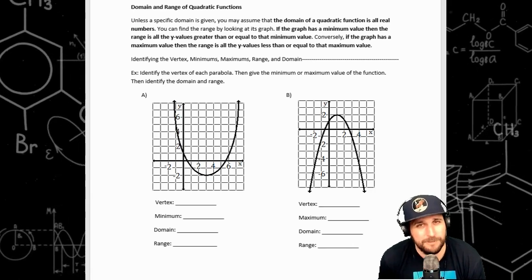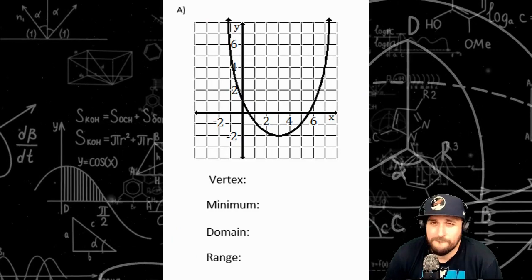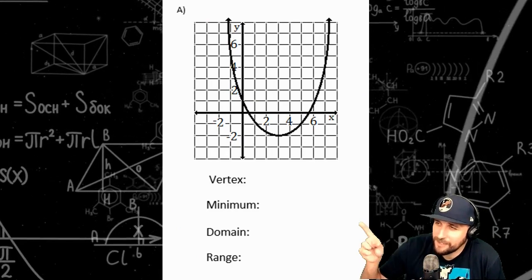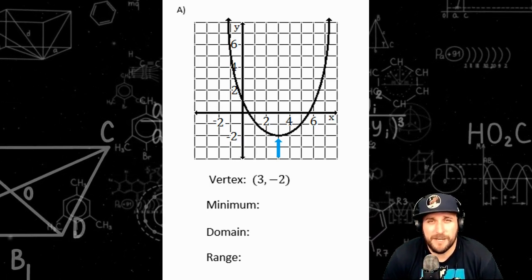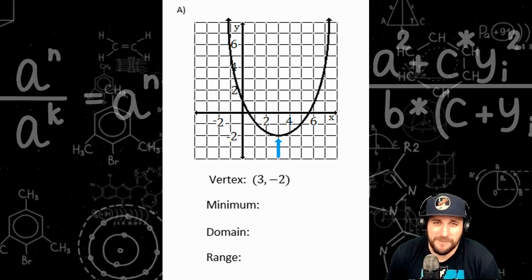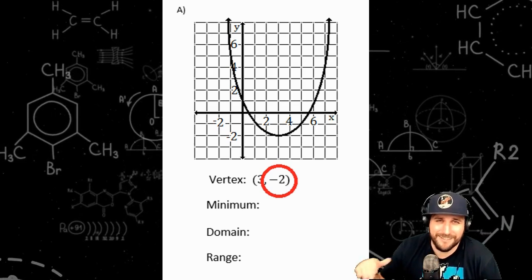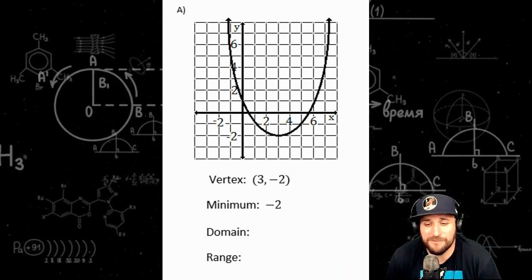So on the example, which will help show it better, A, which is over here, first question it wants us to answer is where's the vertex? It's right there at 3, negative 2. Then it asks for the minimum. This is a parabola that opens up, so it has a minimum value. The minimum is always equal to the y-coordinate of the vertex, since that is as low as it will go. So on this one, our minimum is negative 2.